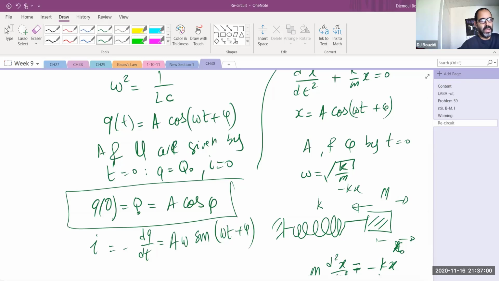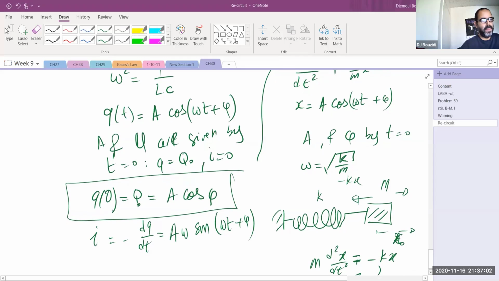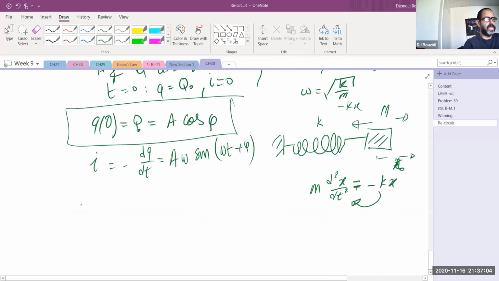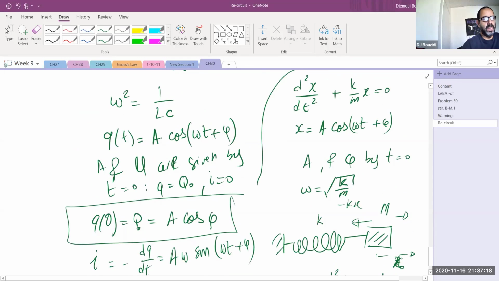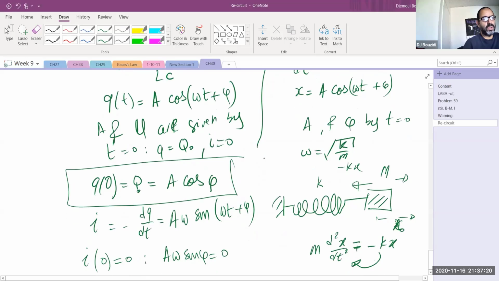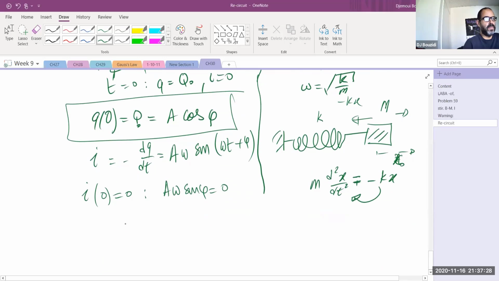Okay. And I'm going to impose the condition at t equal to 0, I sub 0 is equal to 0. That means that A omega times sine of phi is equal to 0. Obviously, A cannot be 0. If A is equal to 0, that means the whole solution is 0, and that is not good. Omega cannot be 0 because it's equal to 1 over square root of LC. Okay? L is fixed and C is fixed. Now, what is left with this situation is phi is equal to 0.